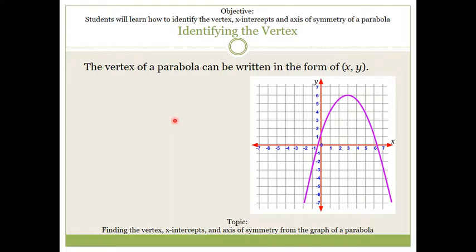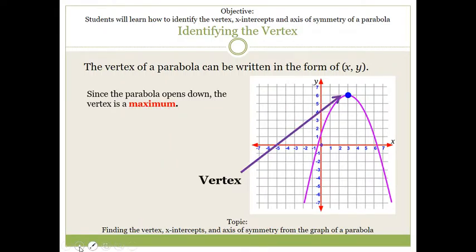So in this case, the parabola opens down, so we say the vertex up here is the highest point. We call that point the maximum. That maximum, or vertex in this case, is located at the point 3, 6. Right? We always list the x coordinate first, then the y.